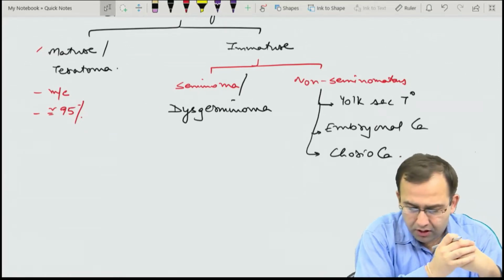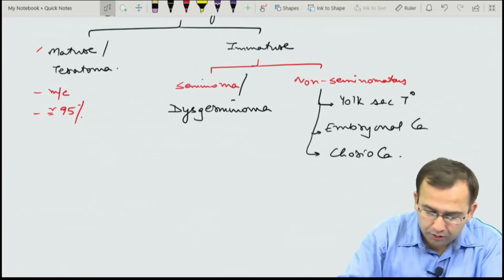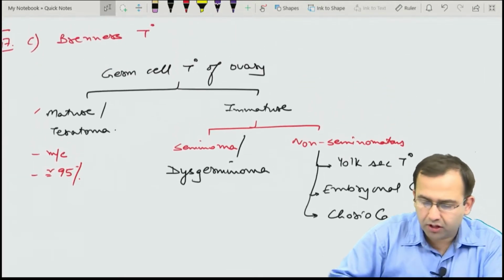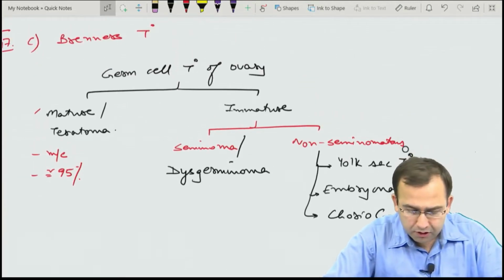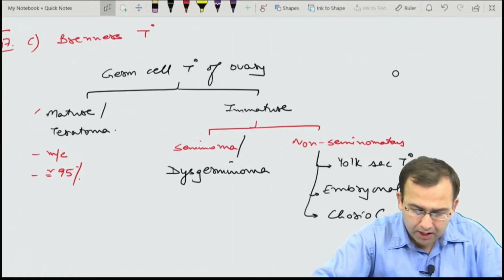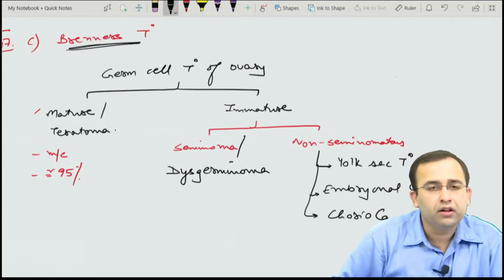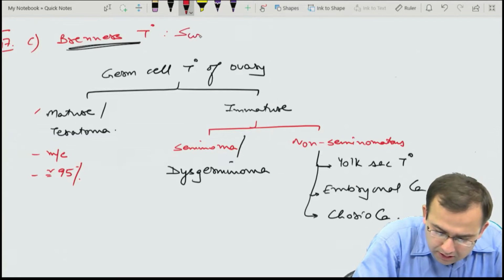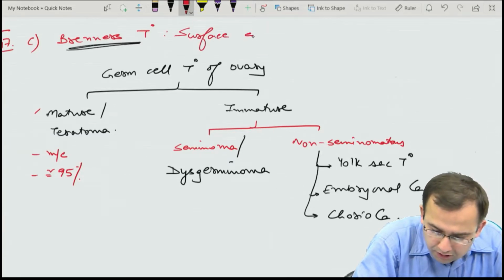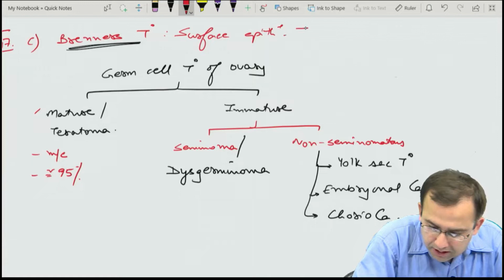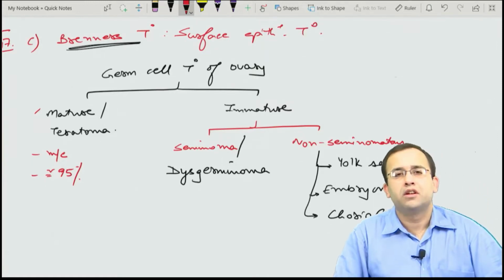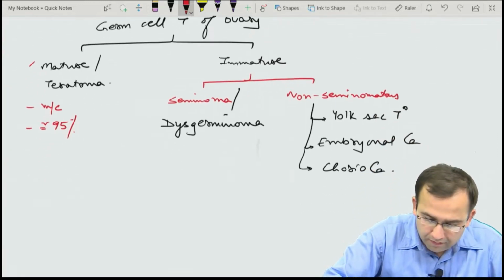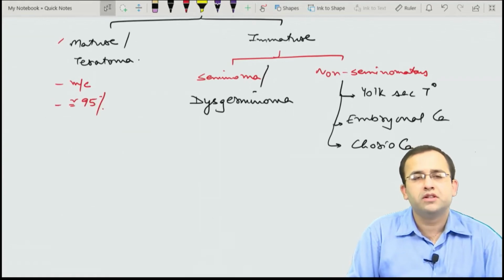These are the germ cell tumors of the ovary. Easy question: all of the following are germ cell tumors except, and the answer is Brenner's. Brenner's tumor is a surface epithelial tumor. Next point, let us see one or two more questions here only.